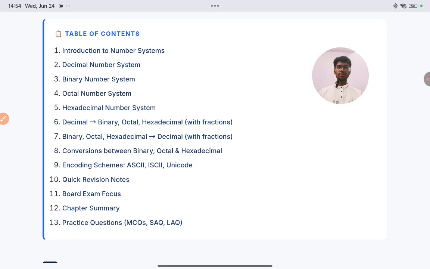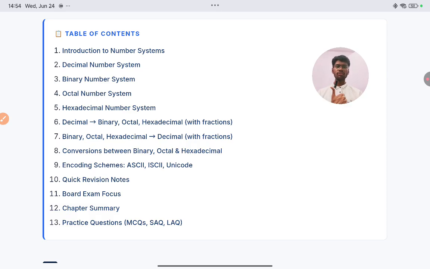The introduction to number systems will cover the decimal, binary, octal, and hexadecimal number systems, and how to convert from decimal to binary, octal, and hexadecimal, with fractions also. We will also learn conversions from binary, octal, and hexadecimal to decimal with fractions, and conversions between binary, octal, and hexadecimal. In total, 12 types of conversions are there, as we saw in the previous introductory video.